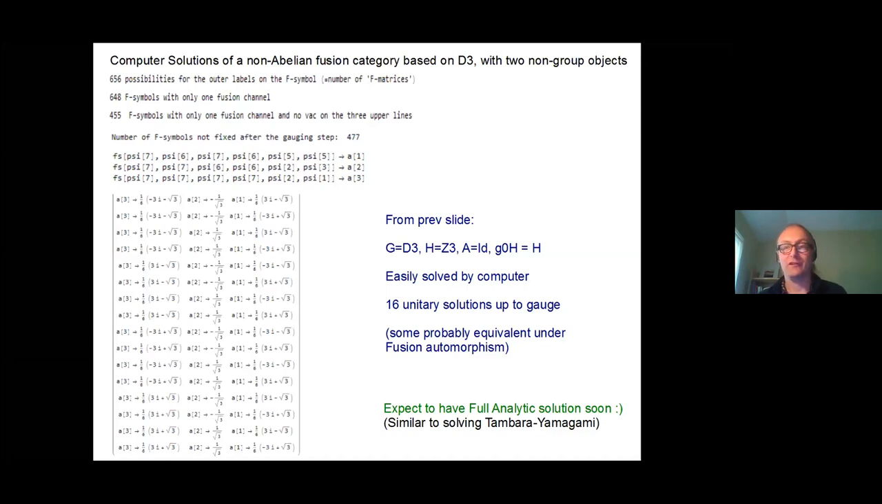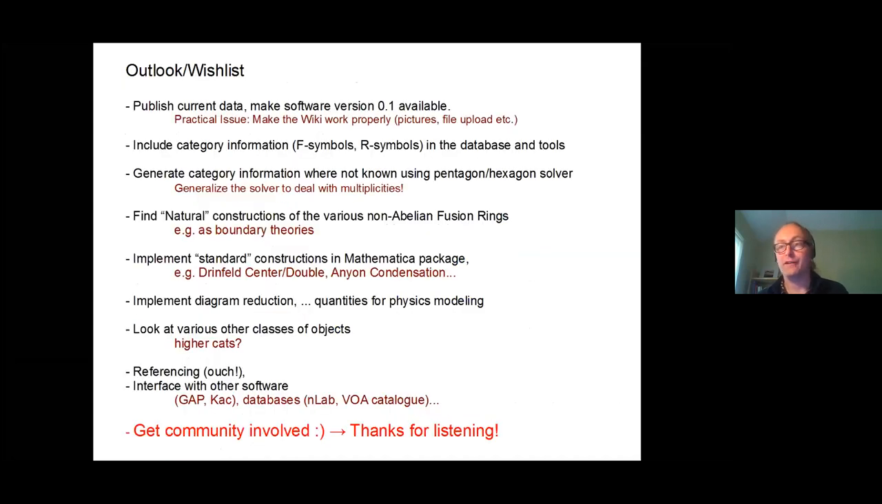Expect a full analytic solution, at least for some of these, soon. So that leads me to the last slide. I hope I haven't taken too much of your time. So, with an outlook wish list, obviously we need to publish what we actually have, and make version 0.1 of the software available to people.